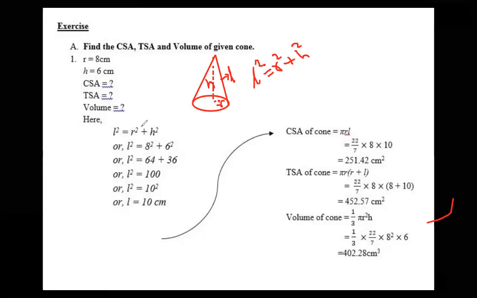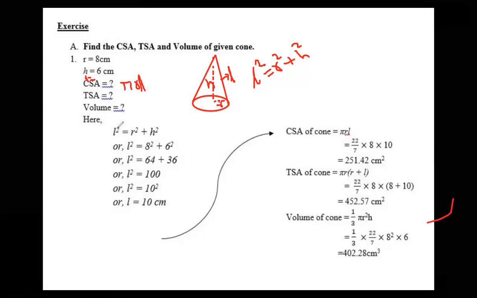Okay, so let us use the formula. L square equals R square plus H square, or otherwise H square plus R square also. Now let us see what values are given over here. Radius is given 8, height is given 6. L is not given. Without L, we cannot find out CSA, because what is the formula of CSA of cone? Pi R L. Where is L? Radius is there, but we cannot put H in place of L. We need the value of L, so we need to find that first.